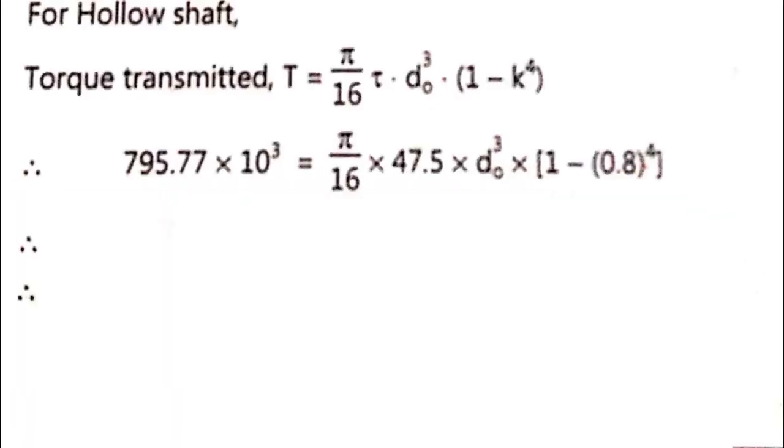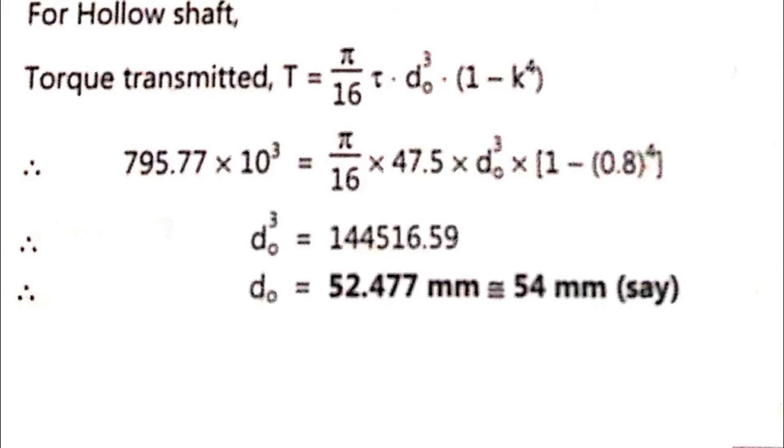Now the next step. For the hollow shaft, the torque transmitted is given by pi by 16 tau into d0 cube into bracket 1 minus k raised to 4. Now putting the values of all the parameters, we will get the diameter d0 from this problem. Now pause the video and calculate the answer on your calculator, and then play the video again to see whether the answer you get is correct or not. Now play the video. We will get d0 is equal to 52.47 or 52.477 mm.